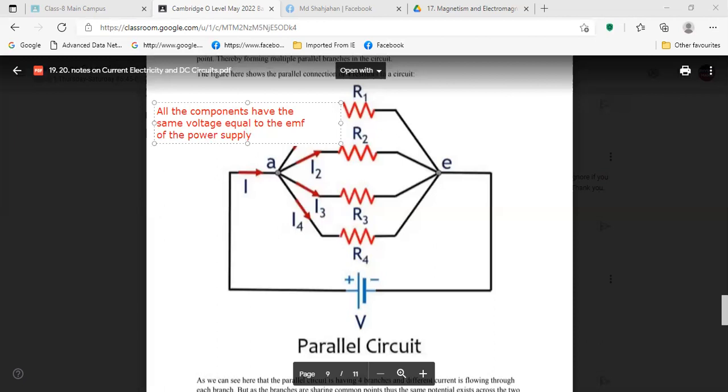So all the components have the same voltage equal to the EMF of the power supply. Then we gave you the example that if the power supply has 12 volts, then all the components, R1, R2, R3, R4, will also have 12 volts. Okay, this is very simple to understand. How about the current?